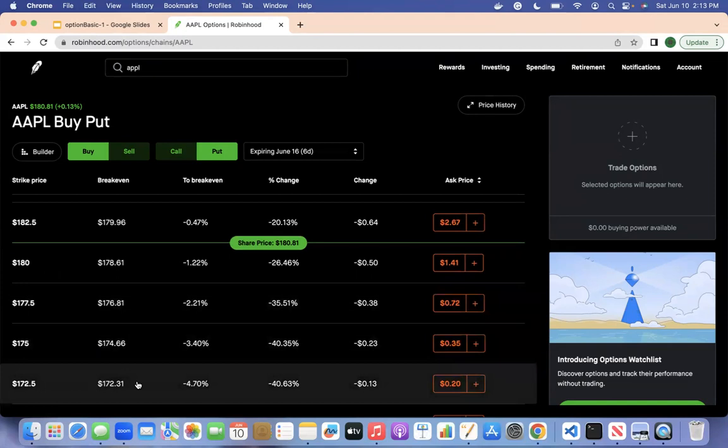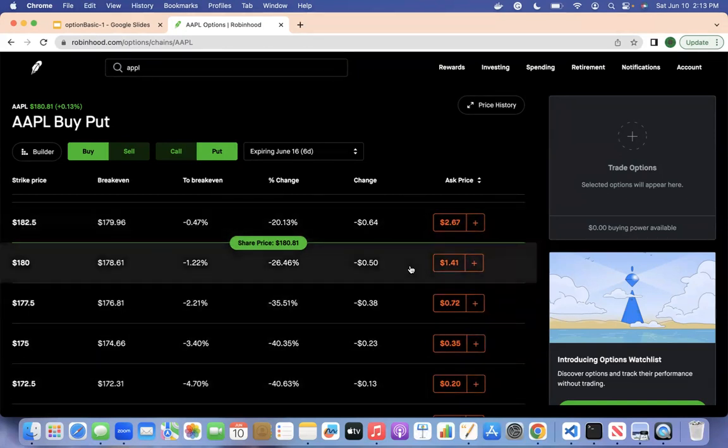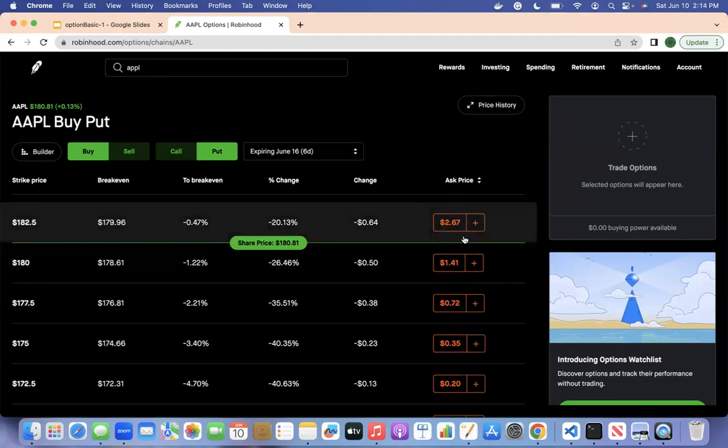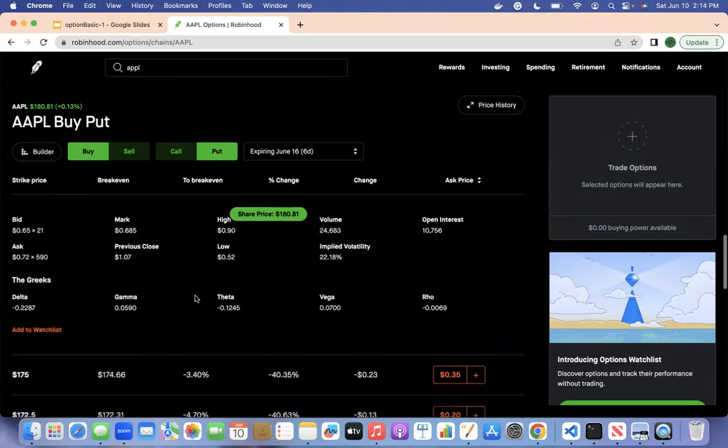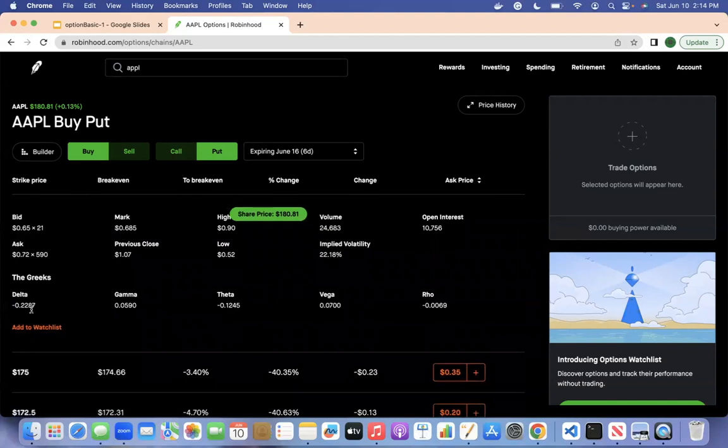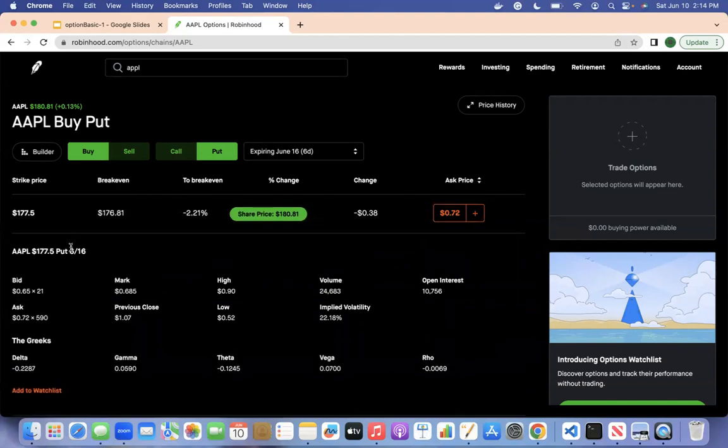start making profit. So your break even will be your strike price minus the premium. So strike price is 182.5 minus 2.67, and the stock has to go lower than that for you to make any profit. So in this case, you will see that the lower the strike that you are choosing, the delta is becoming more and more negative.